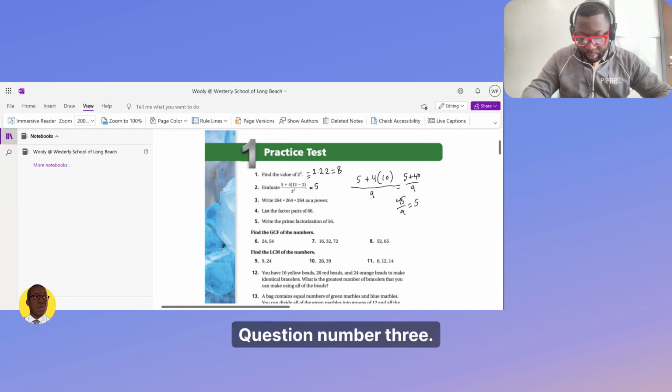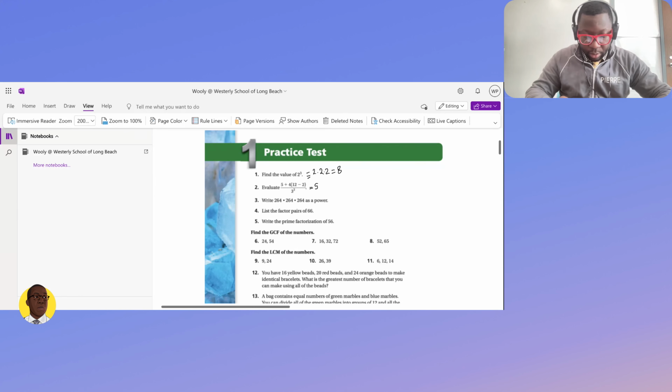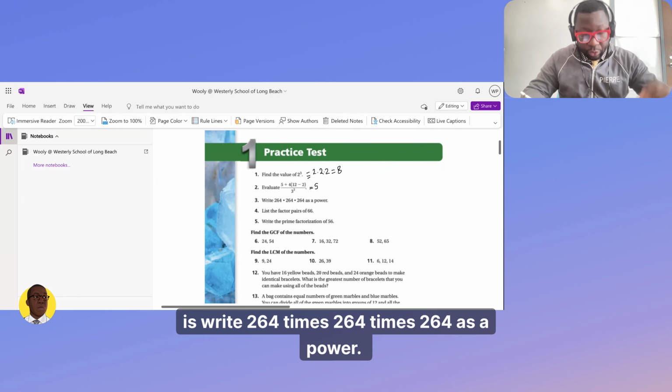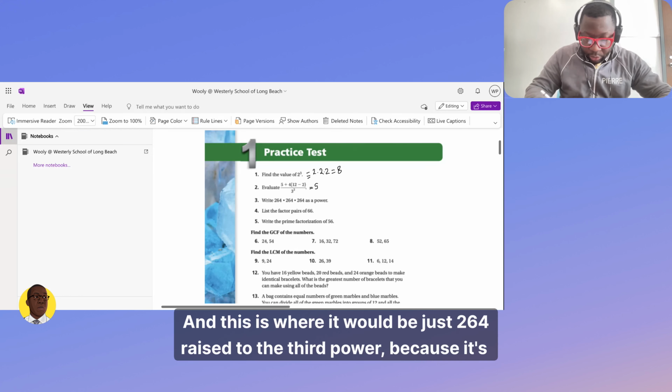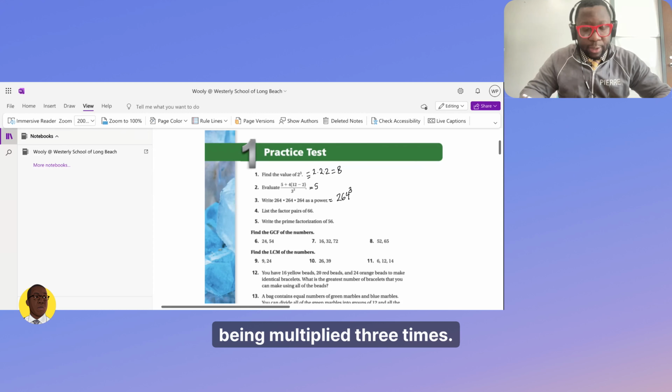Question number 3 is write 264 times 264 times 264 as a power. And this is where it would be just 264 raised to the third power because it's being multiplied 3 times.